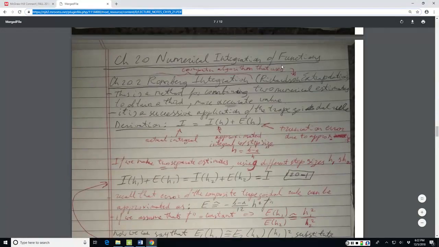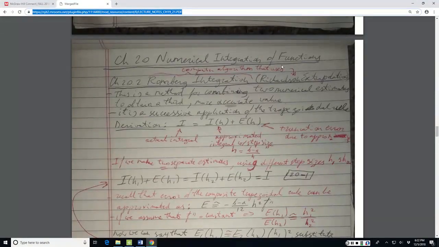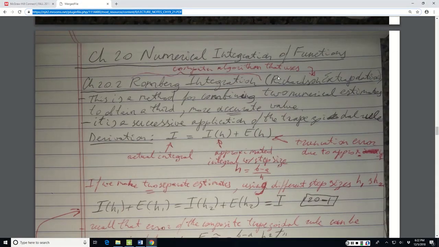So chapter 20 is also about numerical integration and functions. And it's called Richardson extrapolation. And it's a subset of something called Romberg integration. And the concept is very easy.